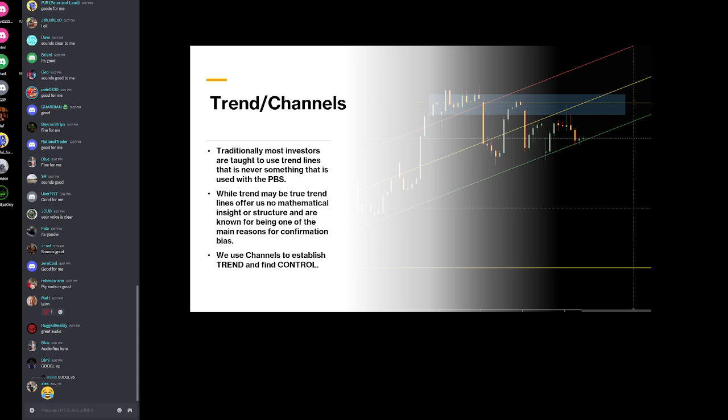While a trend may be true, trend lines offer us no mathematical insight or structure and are known for being one of the main reasons for confirmation bias.